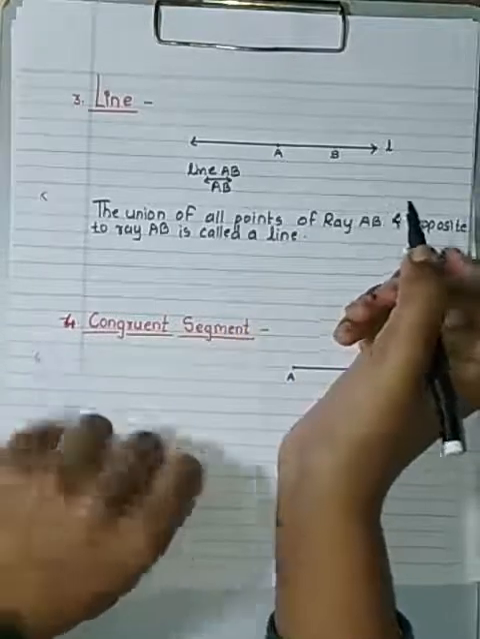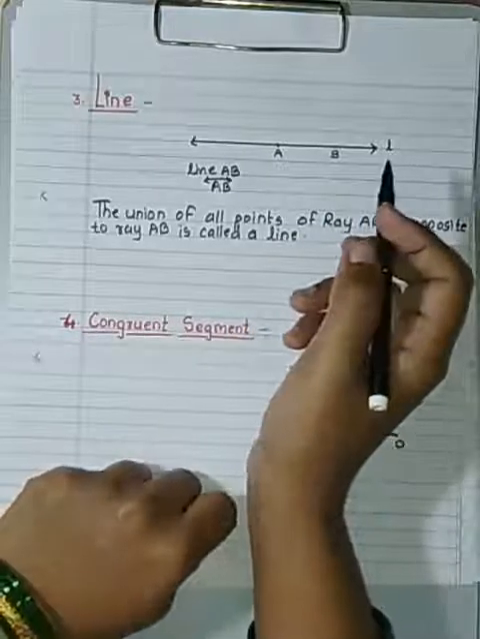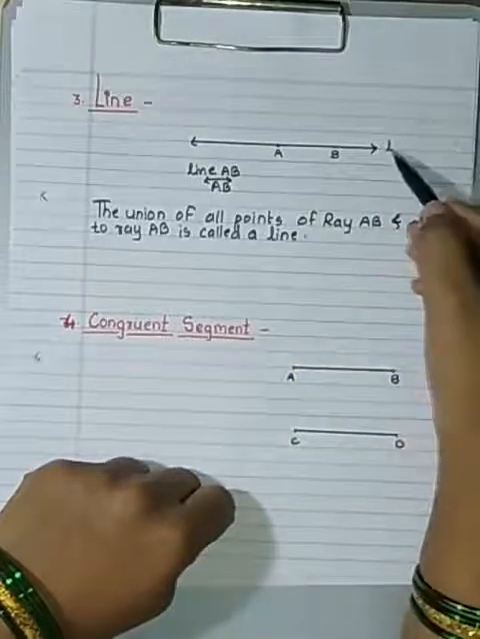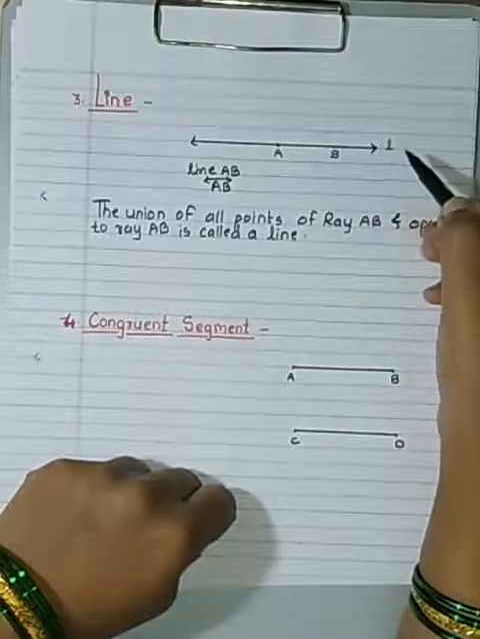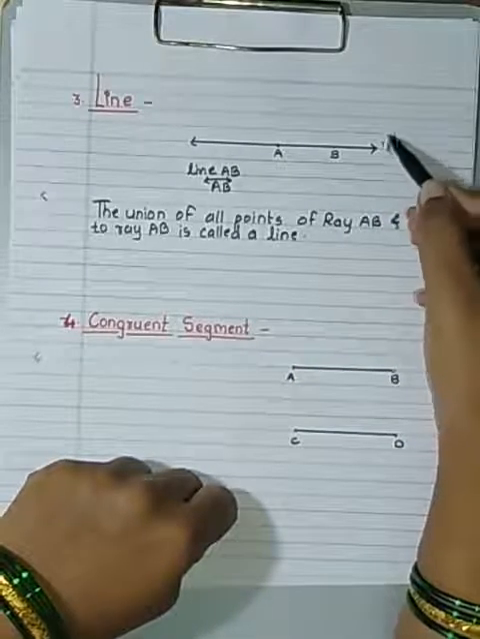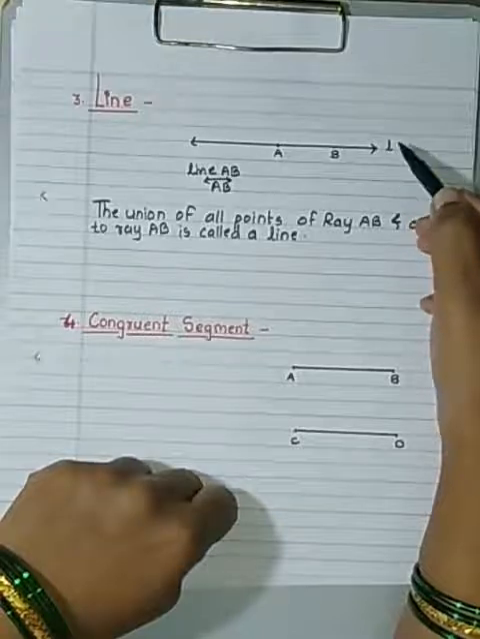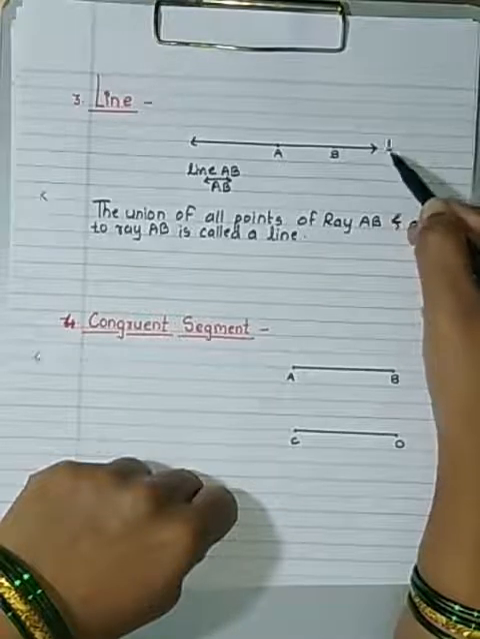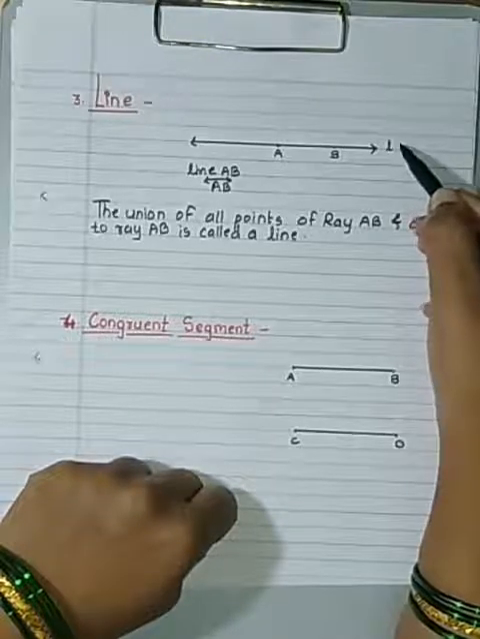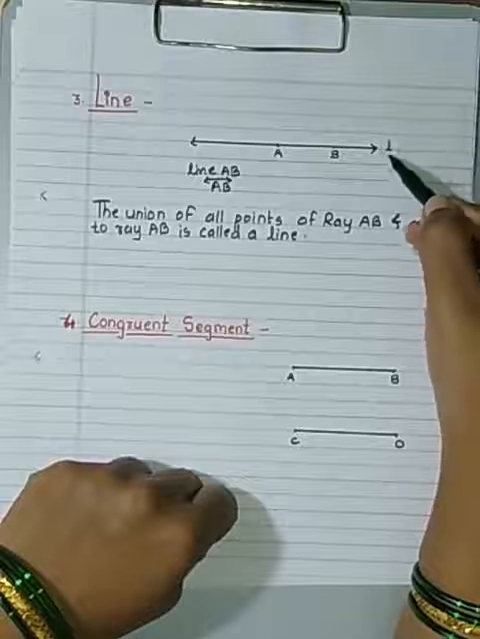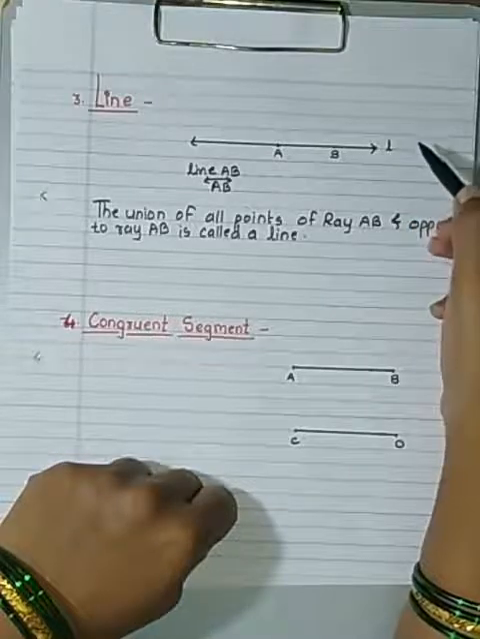Now we can name the line with one letter also. Here I have named this line as l, but remember that this letter is always written in small alphabet. You cannot name a line by a single capital letter. You have to always name it with a small letter.